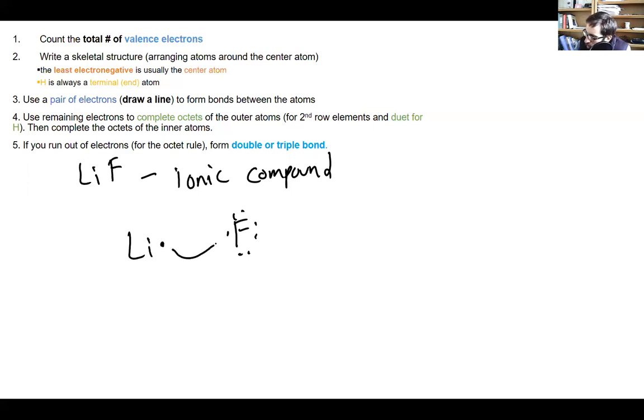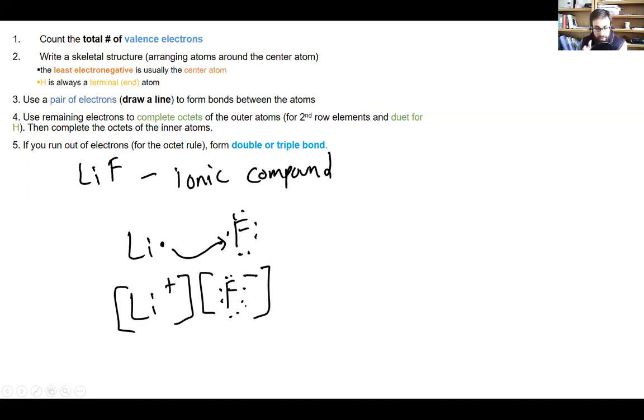And so we're going to transfer an electron to the fluorine. That's going to give us a positive charge for the lithium, because it lost an electron, and a negative charge and an octet for the fluorine. And so that's basically it for this one.